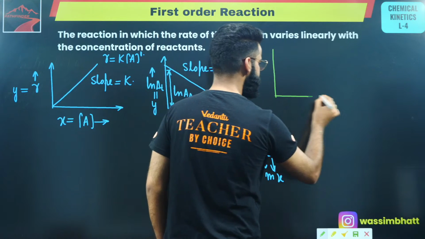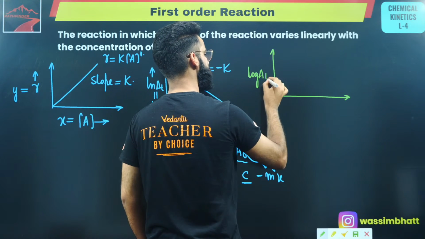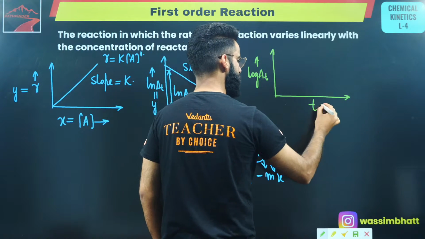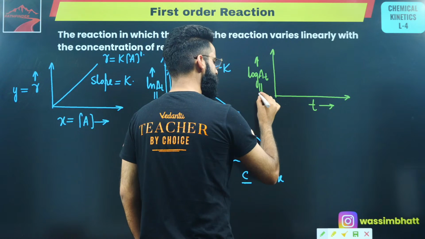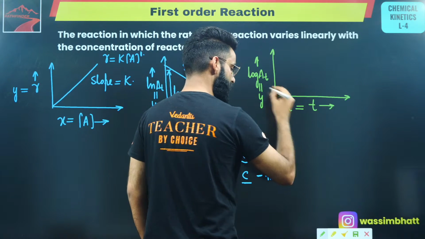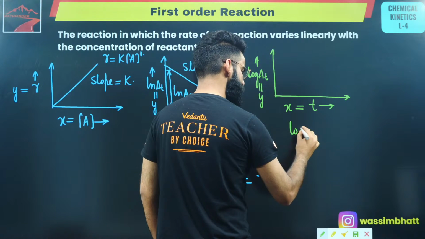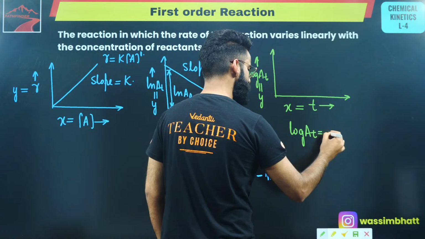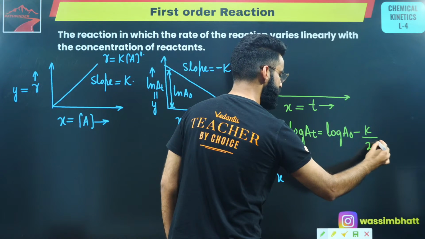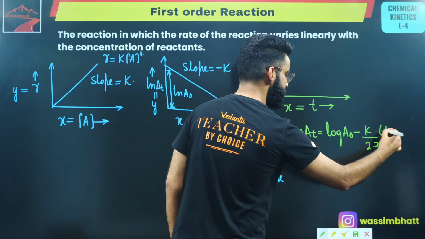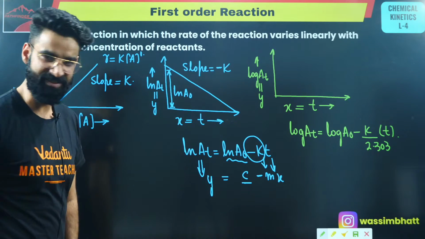What is that curve going to be? It's going to be the curve between log of At versus t. Okay, how will I be making it? Understand. Right now, I'm plotting log of At along the y-axis and time along the x-axis. A few minutes back, I gave you one equation. What was that? That was log of At is equal to log of A naught minus k divided by 2.303 multiplied by t. This is the equation which we have derived a few minutes back.